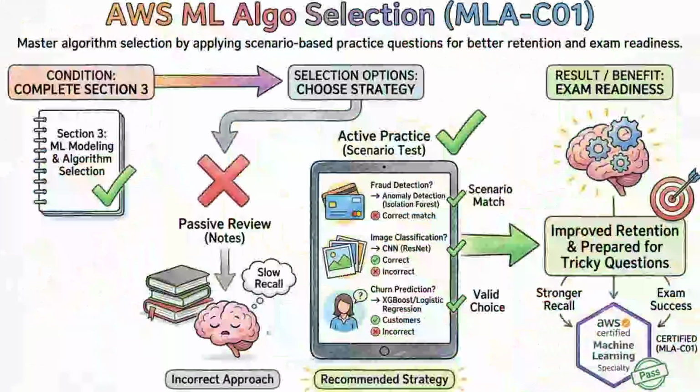Congratulations on conquering Section 3 and mastering the incredibly powerful art of machine learning modeling and algorithm selection. To ensure you can instantly recall all of these different algorithms and their specific use cases, I strongly encourage you to complete the attached practice test right away. Working through these scenario-based practice questions is truly the most effective way to improve your retention and prepare for the tricky technical wording of the exam.